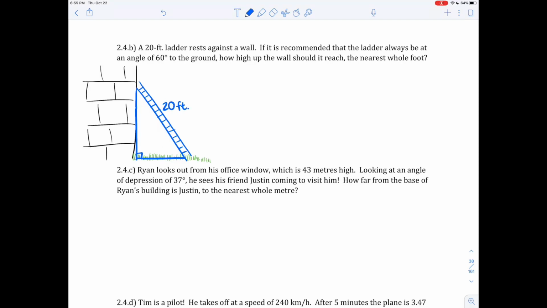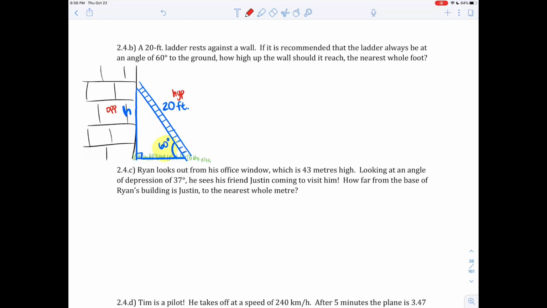We know that the angle from the ground to the ladder should be 60 degrees. And we want to know how high up the wall it should reach. So we want to know this distance here. Well, this we could label h for height, or we could pick another variable that we feel is suitable. Now, taking a look at this angle, I know that h would be considered my opposite, and the 20 feet would be considered my hypotenuse.